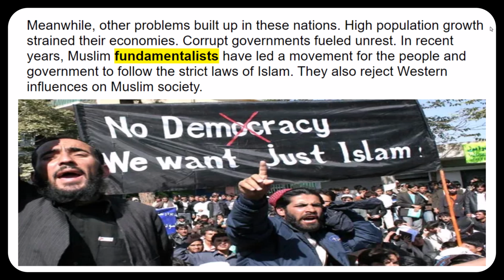Question 21. What are two other challenges that these North African countries faced during the more recent times? High population growth, which pushes their economies to the brink, and also corrupt governments. Question number 22. What do Muslim fundamentalists believe? They believe that the governments in this part of the world should adhere to the stricter laws of Islam and get rid of the Western influences on their society.